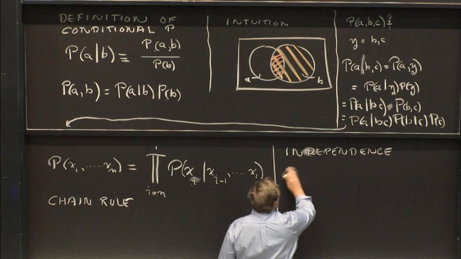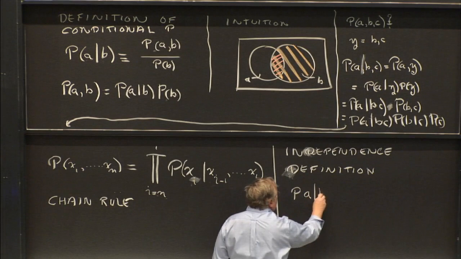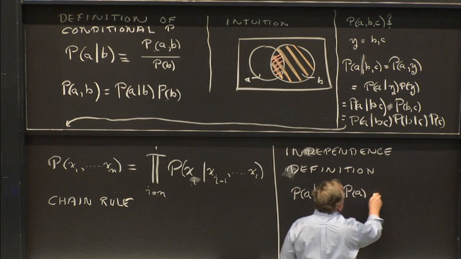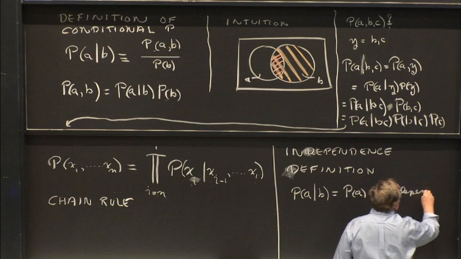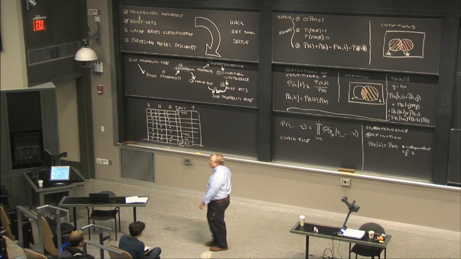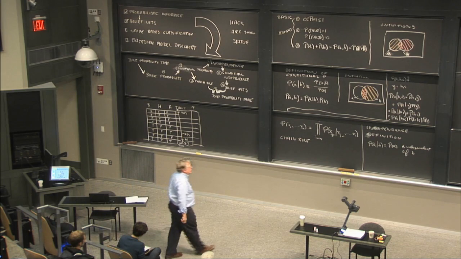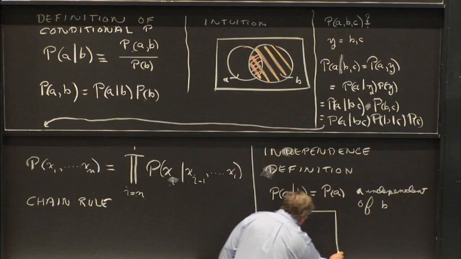So the definition goes like this. We say that P of A given B is equal to P of A if A is independent of B. So that says that the probability of A doesn't depend on what's going on with B. It's the same either way. So it's independent. B doesn't matter. So what does that look like if we try to do an intuitionist diagram? Well, let's see. Here's A, here's B.